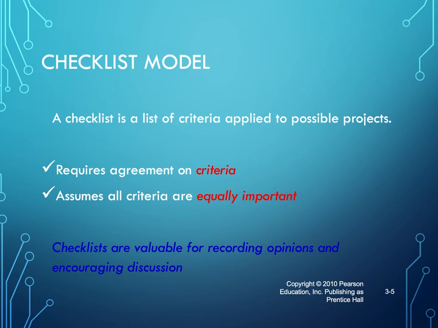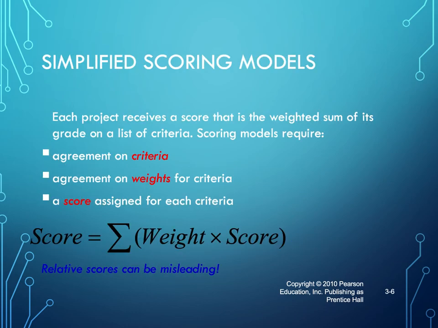Next is the simplified scoring model. So each project has a score. Basically, agreement, technically the criteria, the weight, and the score. In this case, the score is equal to the weight multiplied by the score, summation. Okay, just a general guide.